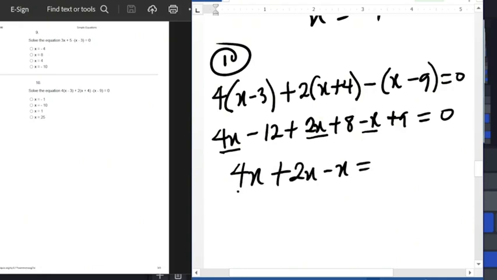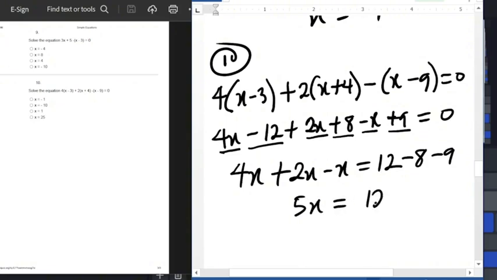You notice that the signs before all these terms did not change. Because they are positive on that side, they are positive on this side, they have not crossed the equation sign. So minus 12 become plus 12, plus 8 become minus 8, plus 9 become what? Minus 9. So this will give us 5x equals to 12 minus 17.